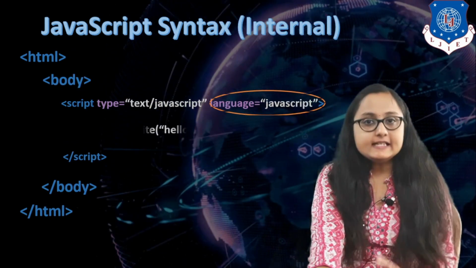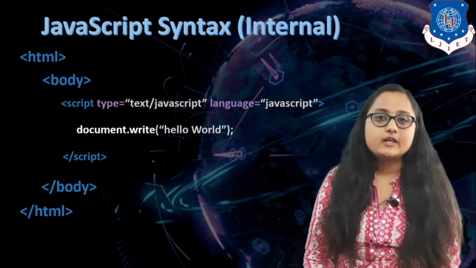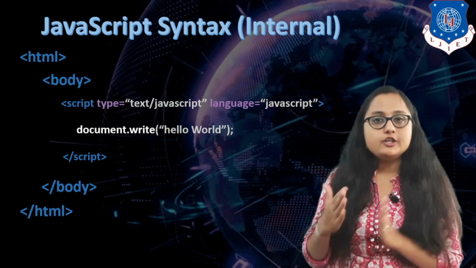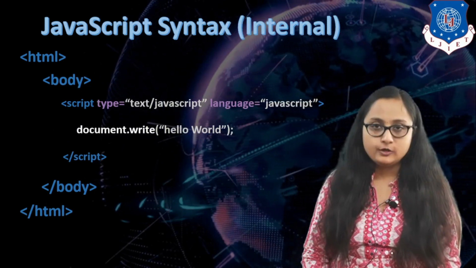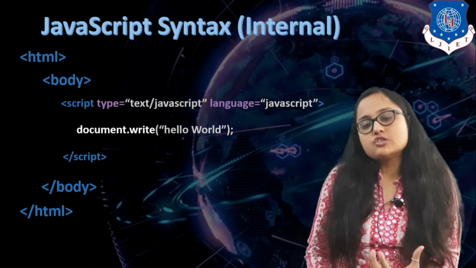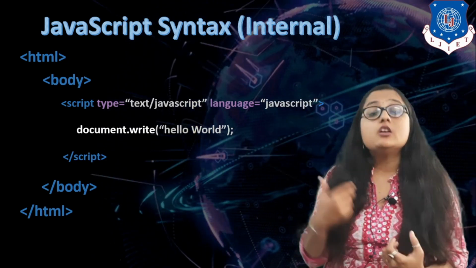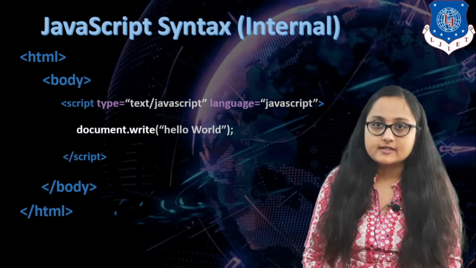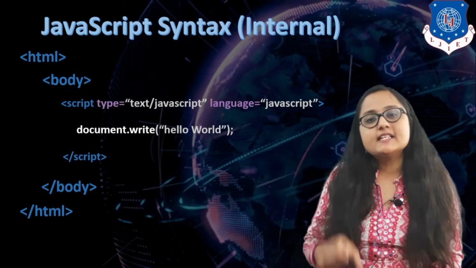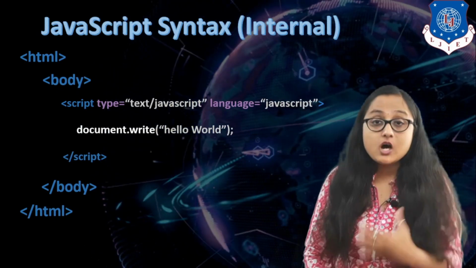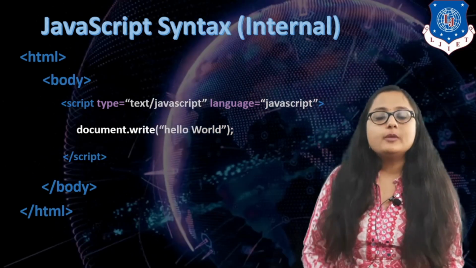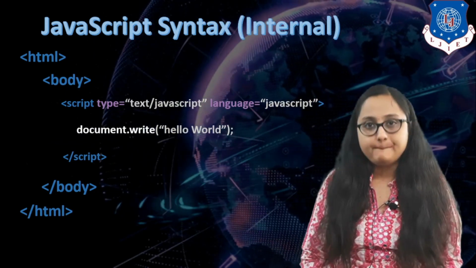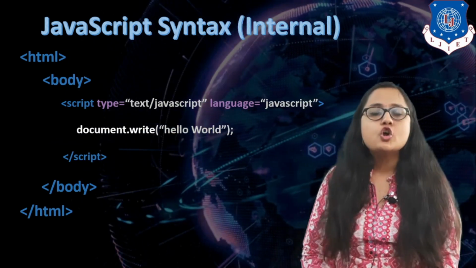Now inside the script tag, what is the syntax that you need to write? You need to write your JavaScript code. Here I have written one code, document.write, and inside that I have written hello world. Now you may wonder, ma'am, what is this document, what is this write? So we will learn in later lectures. Document is an inbuilt object in JavaScript, and write is a method of this object document. What does document.write do? Document.write basically lets you write something on a web page. So it is basically to display output on a web page.